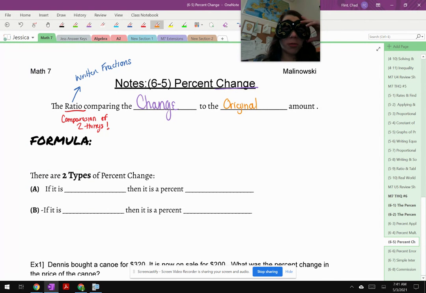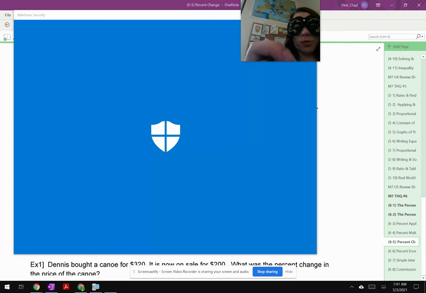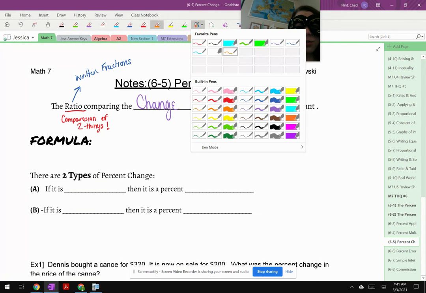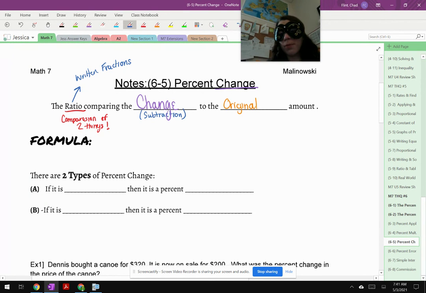And so this formula that you're going to use to do this unit has to do with finding the change in something. And finding the change in something is just simply subtraction. You use subtraction to find the change in something, how much something changes.